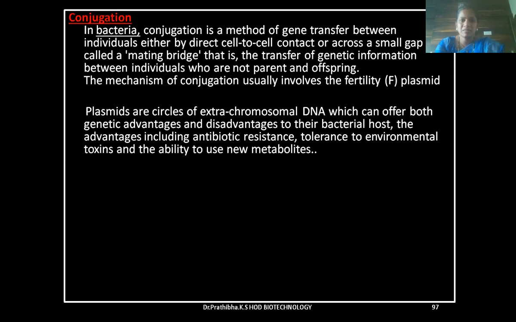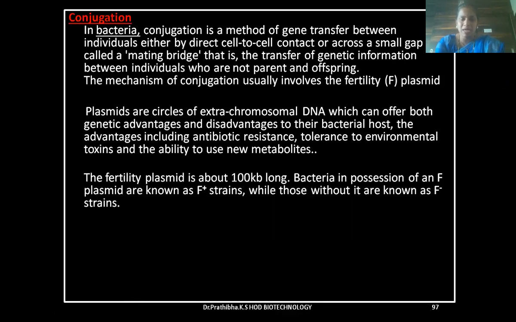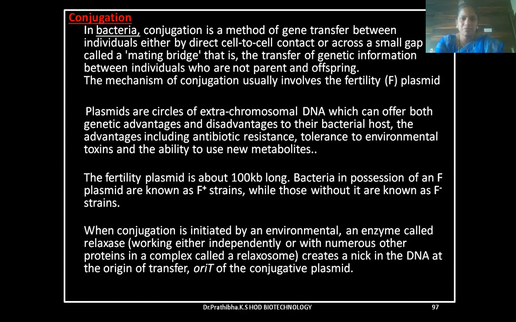Plasmids are circles of extrachromosomal DNA which can offer both genetic advantages and disadvantages to their bacterial host. The advantages include antibiotic resistance, tolerance to environmental toxins, and the ability to use new metabolites. The fertility plasmid is about 100 kilobases long. Bacteria in possession of an F plasmid are known as F plus strains, while those without it are known as F minus strains.